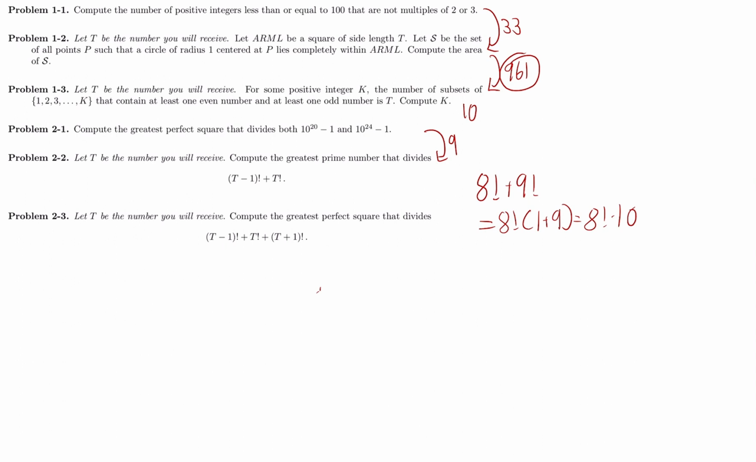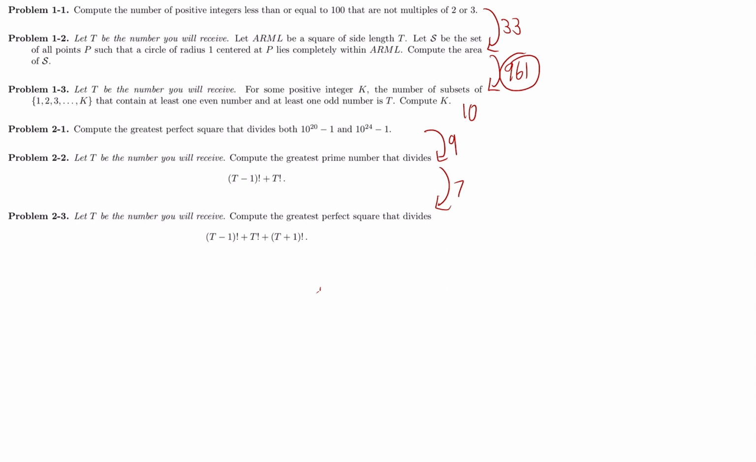So then we want to find the largest prime number that divides this. This is not that hard because the largest prime number that divides 8 factorial is 7, and for 10 it is 5. So it's going to be 7. So the answer to this is 7, and they'll pass on a 7 to the third person.